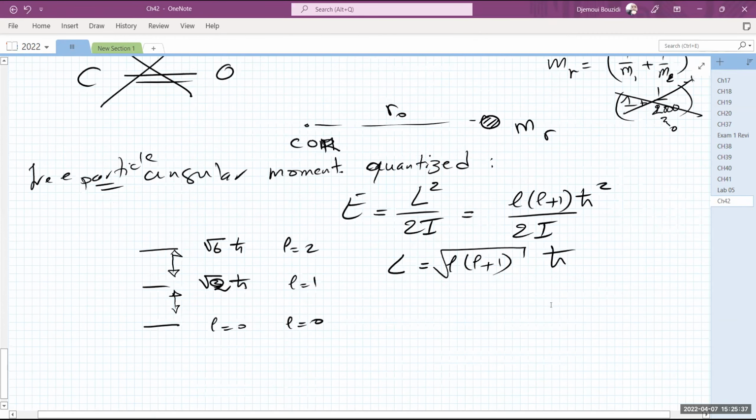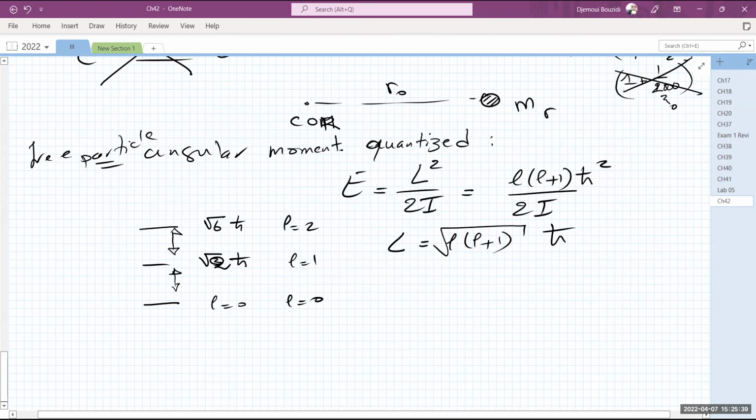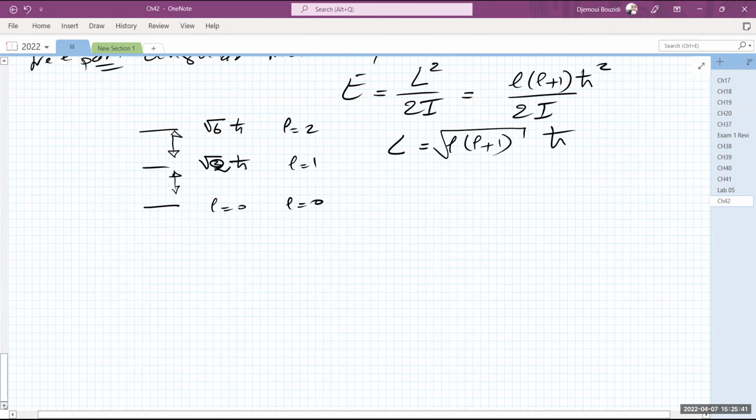Okay. So where is that term coming from? It's coming from the expression that we talked about last time.